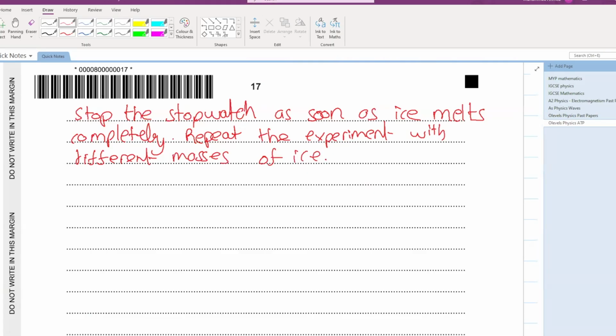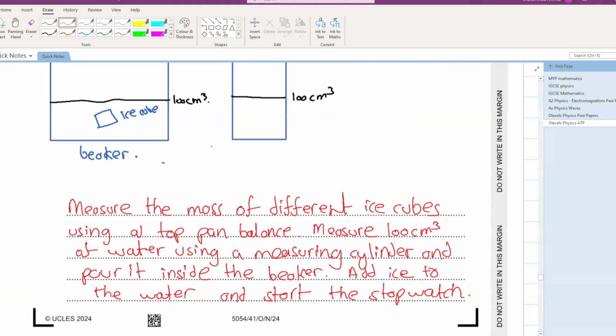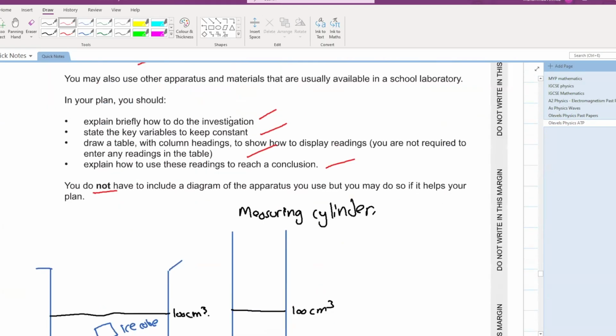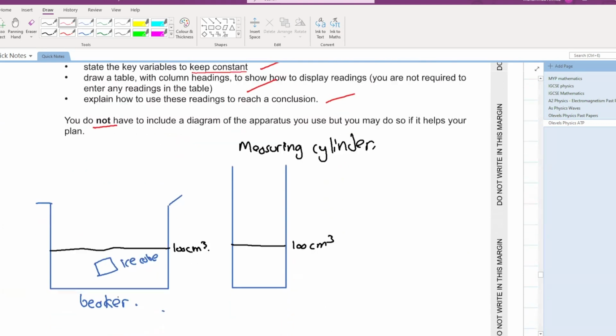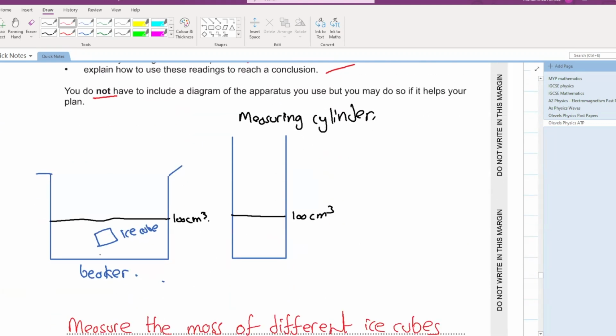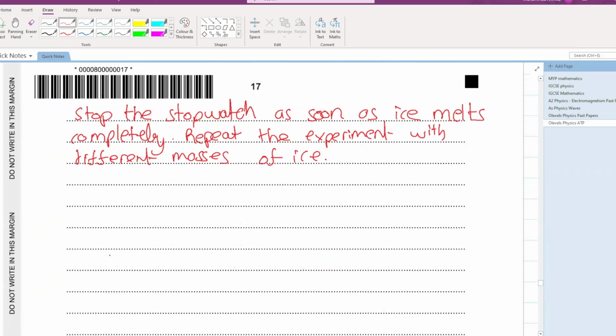Now, last statement. Lastly, what will you tell? Can you see that the examiner has asked you to tell what are the key variables that you will keep constant? The initial volume of water that you are pouring in the beaker will remain constant. The initial temperature of this water will remain constant. These are some variables that you can keep constant.